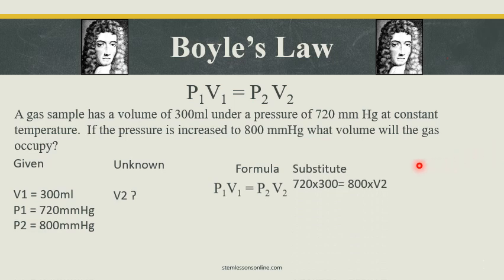When you substitute, 720 times 300 equal 800 times V2. We can solve for V2 by dividing 800 on both sides. So when you solve it, you will get 270. And what unit you will put depends on what unit is given in the question. So here in the question it is milliliter, so the answer we are getting is also in milliliter.